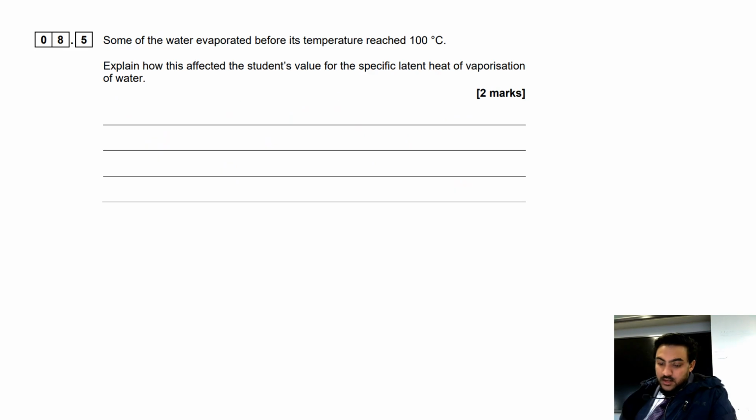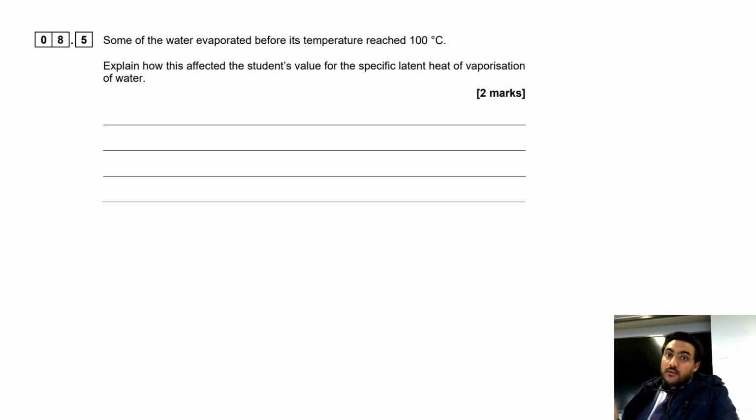Good job. 8.5. Some of the water evaporated before its temperature reached 100 degrees Celsius. Explain how this affected the student's value of the specific latent heat of vaporization of water. We assumed that the energy going in was to boil or vaporize the water at 100 degrees. If some of the water evaporated before it reached 100 degrees, that's when we started measuring, by the way, then our value that we got for mass change was too high.